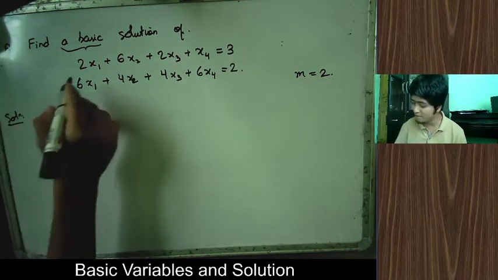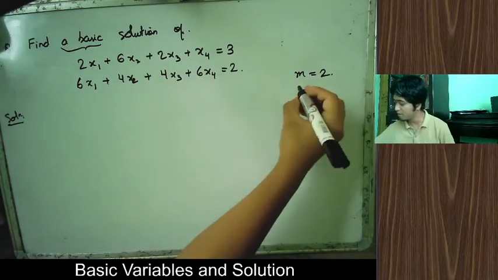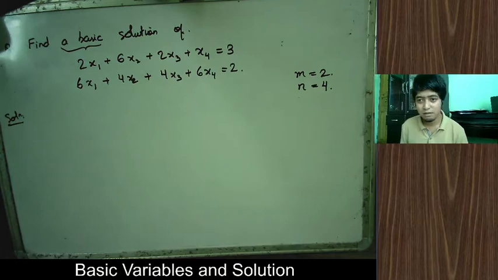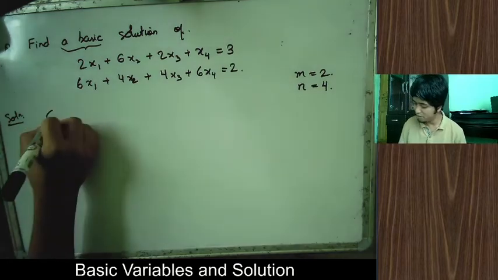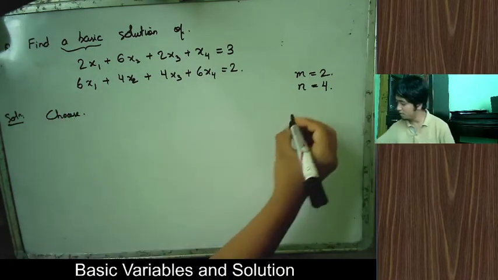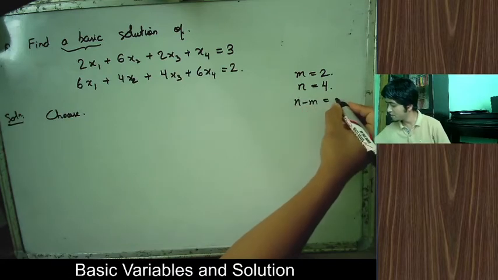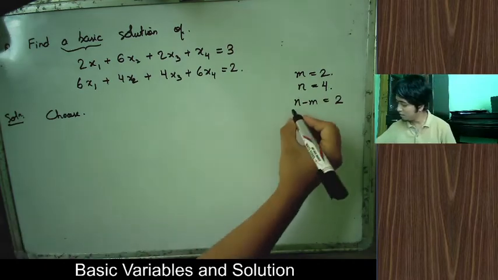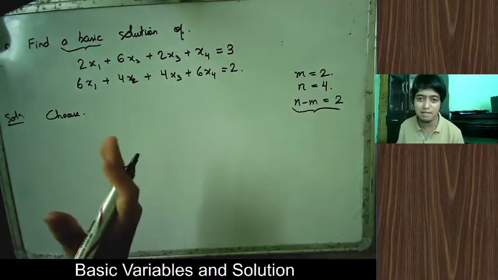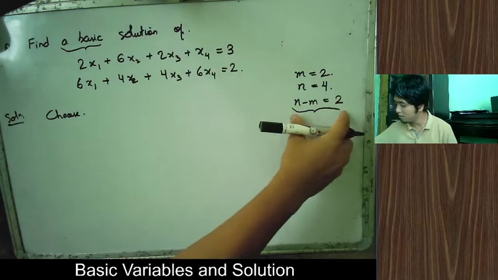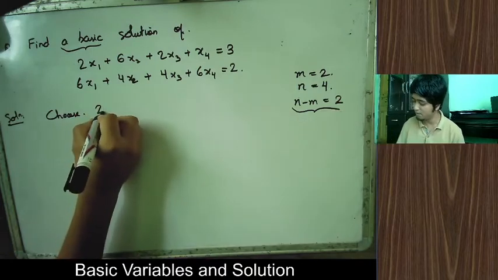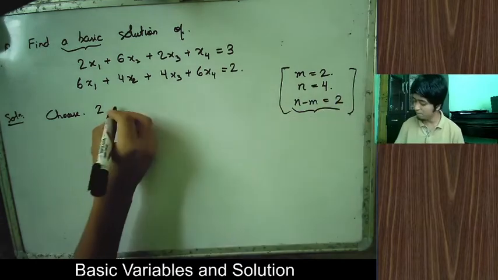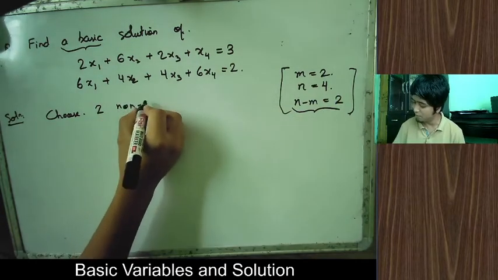What is n? n is the number of variables. We have 4 variables, so n is equal to 4. Now n minus m will be equal to 2. So how many non-basic variables can we choose? We can choose 2 non-basic variables.